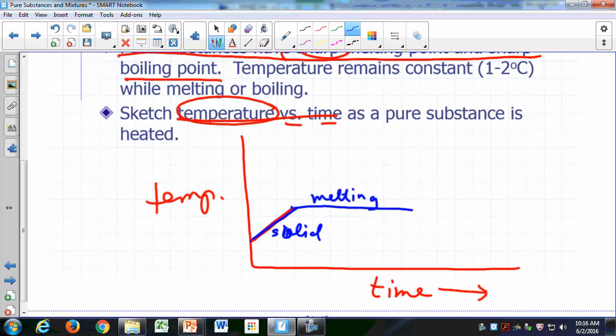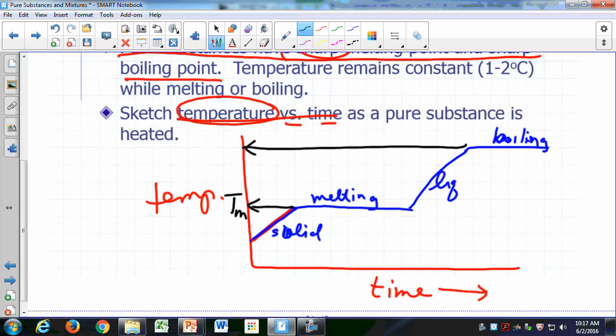Eventually, what happens? Everything gets melted, right? And so that's when the temperature starts to rise again. And then once it starts boiling, while it's boiling, the temperature will remain constant again. So this is a liquid here, and this is your boiling. Now, the temperature here is your melting point, T sub m. And this temperature right here, where it stays constant while it's changing into a gas, is your boiling point.